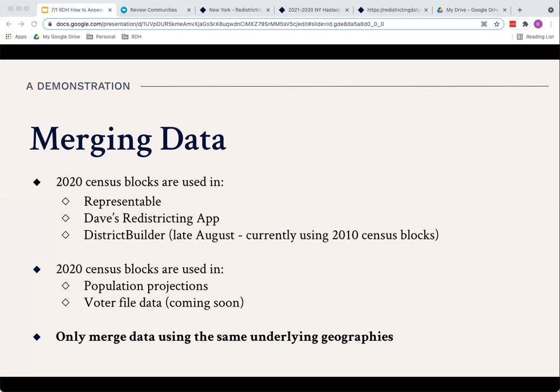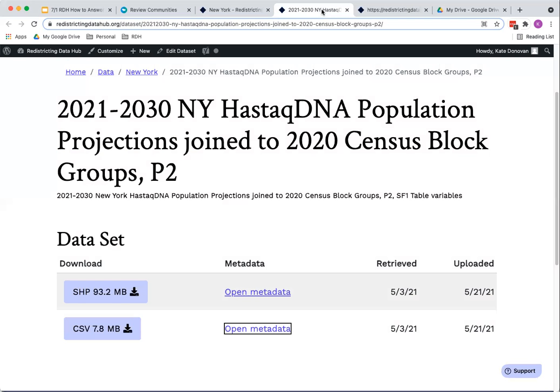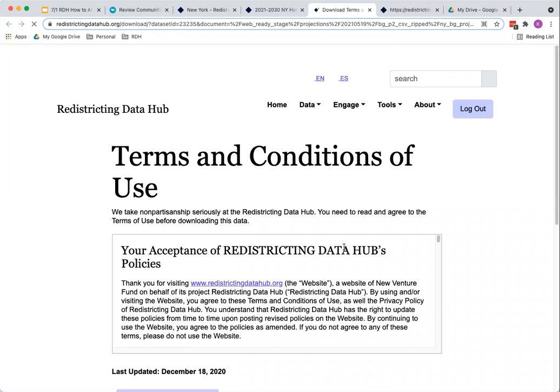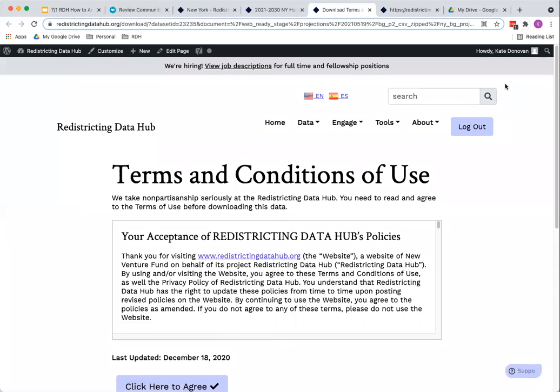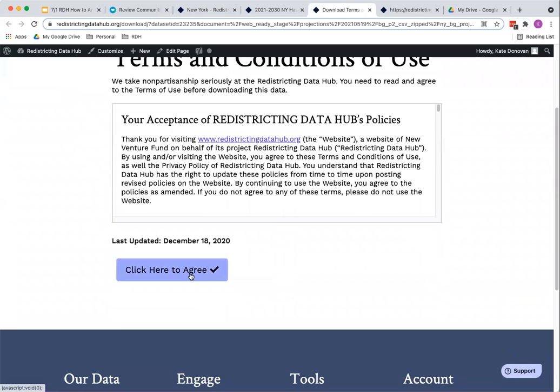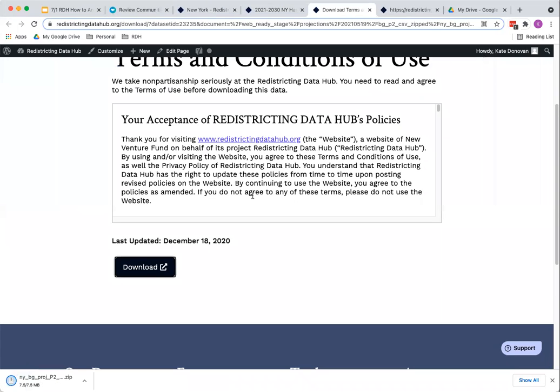So we've already seen the metadata for our population projection, so I'm going to go ahead and download that data set as well. As always, you have to have created an account and logged in, which I've already done, and you have to agree to our terms and conditions, which include a prohibition on using the data for gerrymandering. So I'm going to download that data.